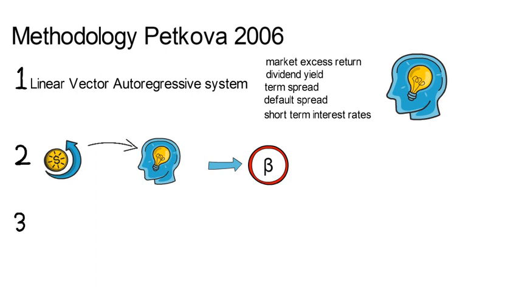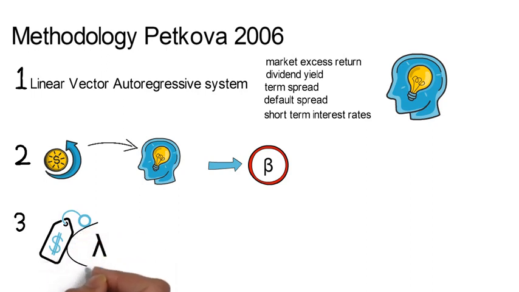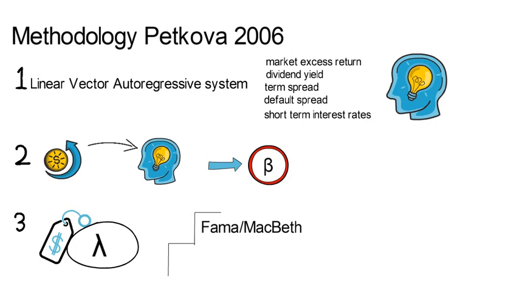Last, she determines the market price of risk lambda by using the two-stage least squares approach of Fama-Macbeth. Now don't worry, I'm going to post additional videos on how to estimate vector autoregressive systems and on the just mentioned Fama-Macbeth procedure. So I want to close this video here with the last question for now.